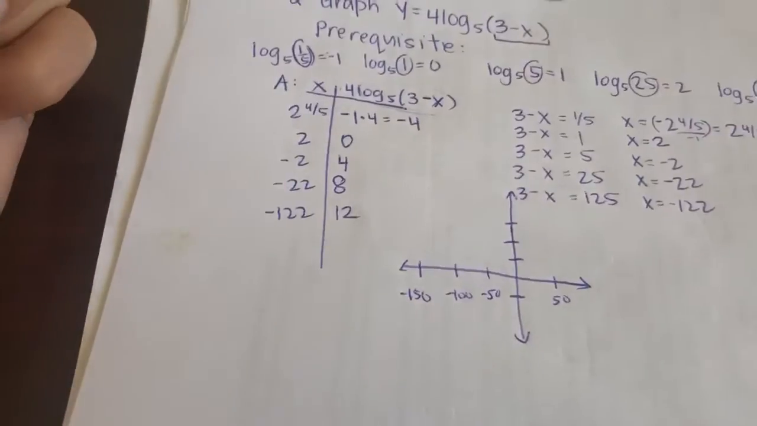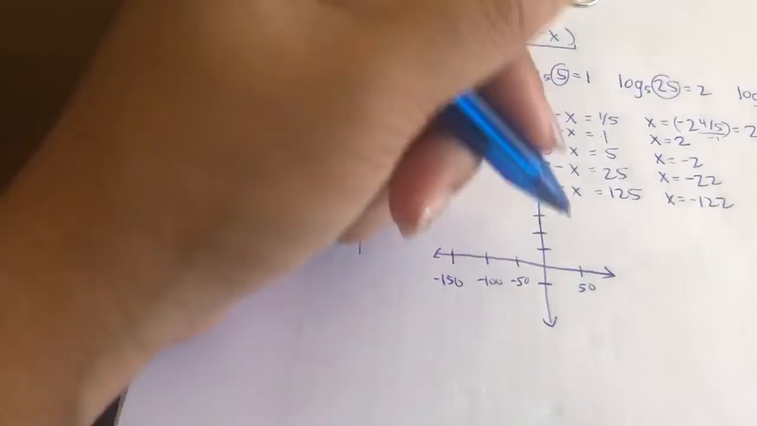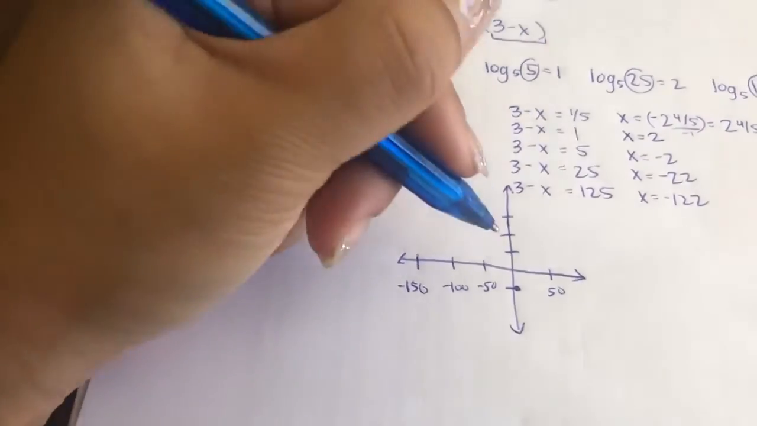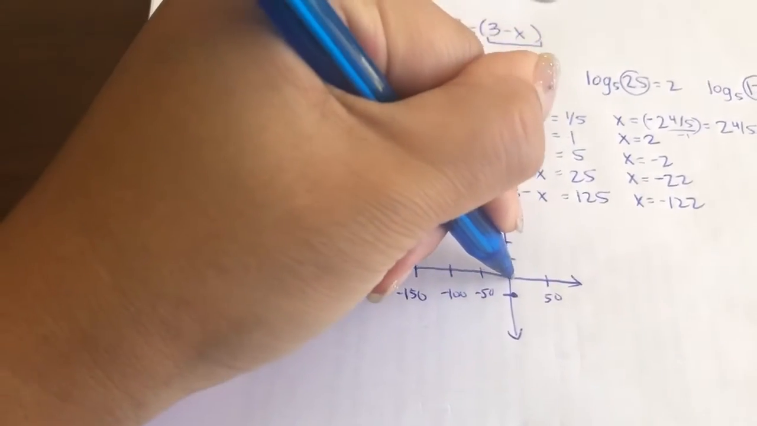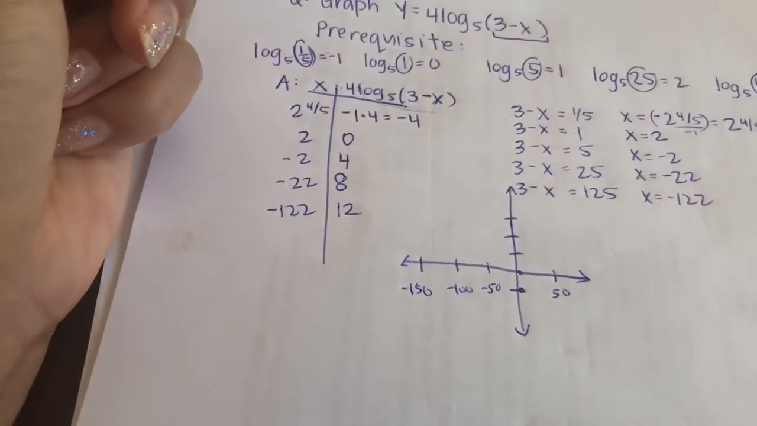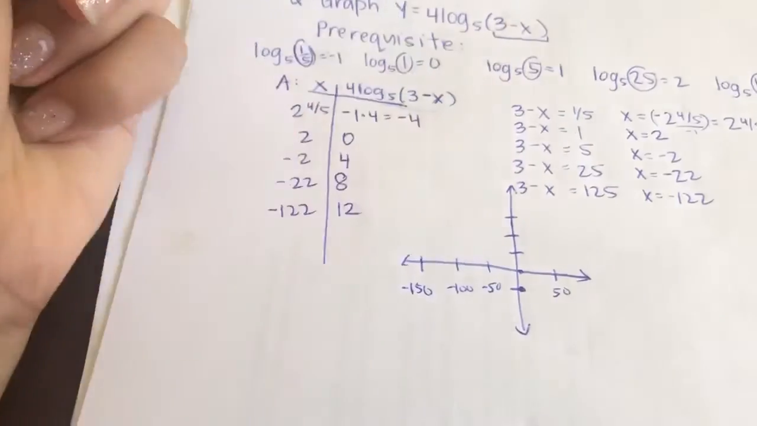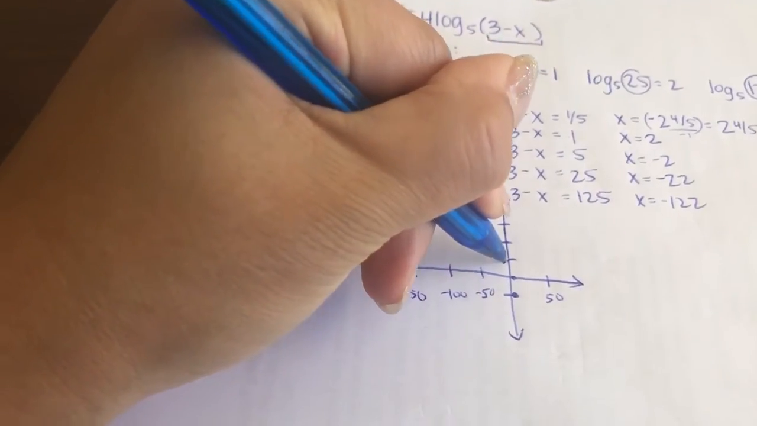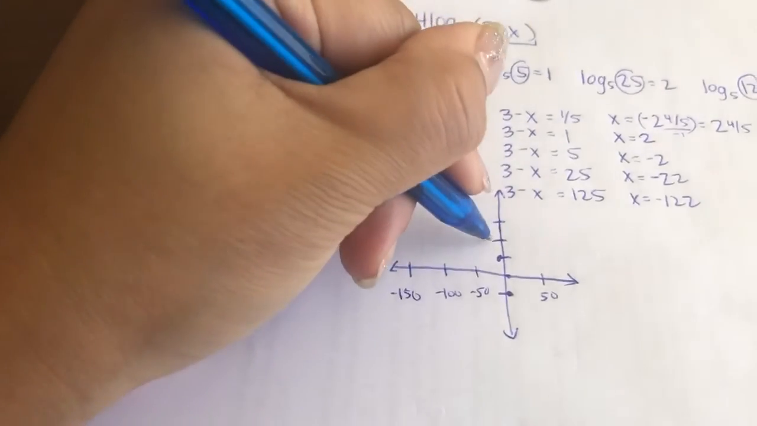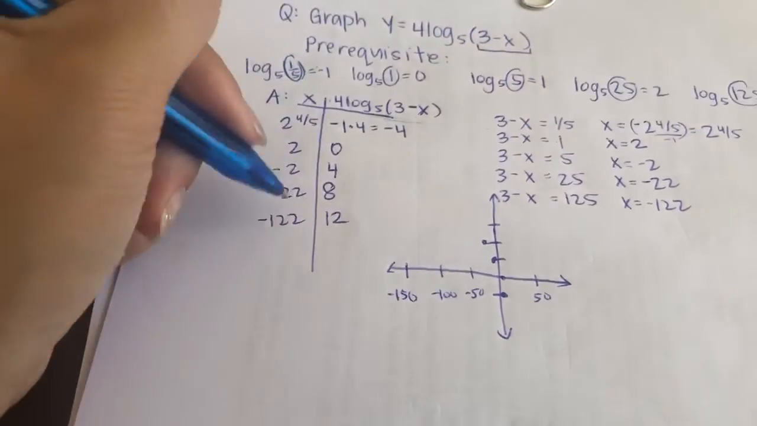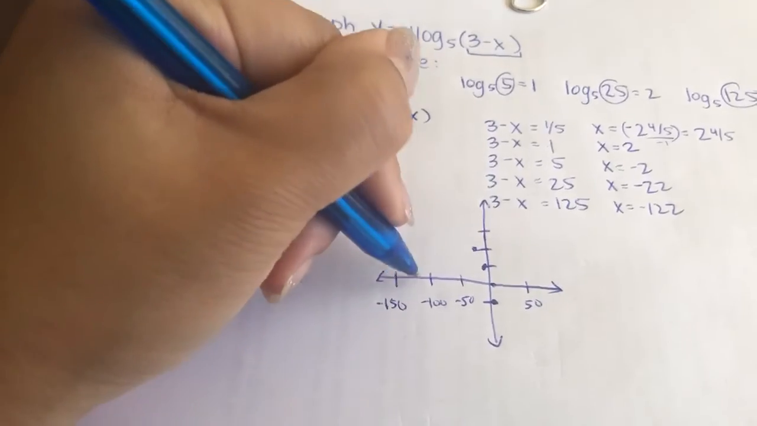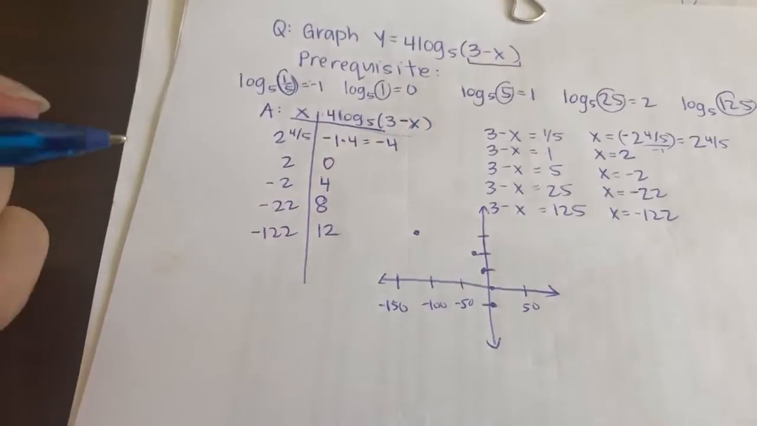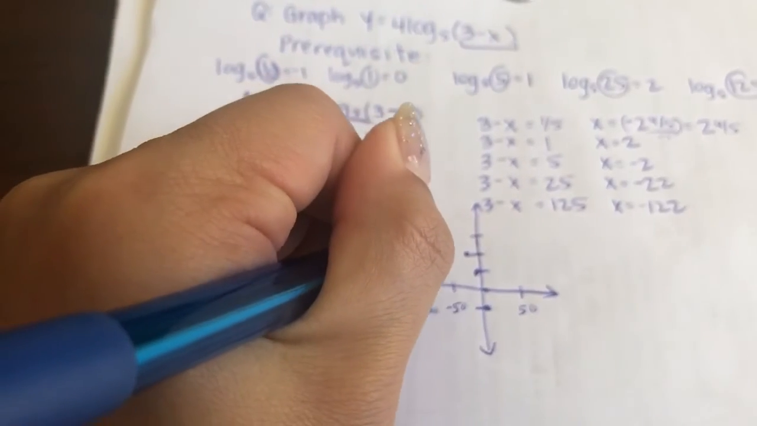If I were to graph these points, you start at 2 and 4/5, -4. It's really tiny here. Then 2, 0. Even tinier here. Then -2, 4. Then -22, 8. And then -122, 12, which is almost to -125.